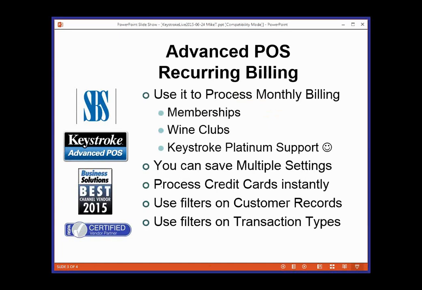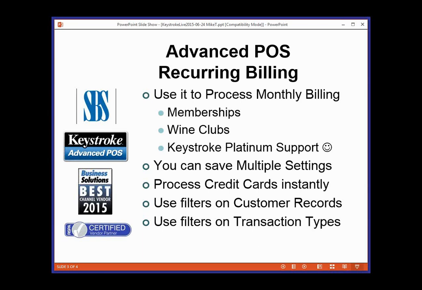That is used to process, I call it monthly billing, but of course it could be annual or quarterly billing or weekly charges. We can use it to do memberships. We have people currently using it for different types of wine clubs. And of course we can use it to sell our Keystroke Platinum support plan, where you can charge your end users on a monthly basis for support, and we can charge you, and then you make your margin on that sale every month. We currently do use it for our Platinum support plans to both dealers and end users.